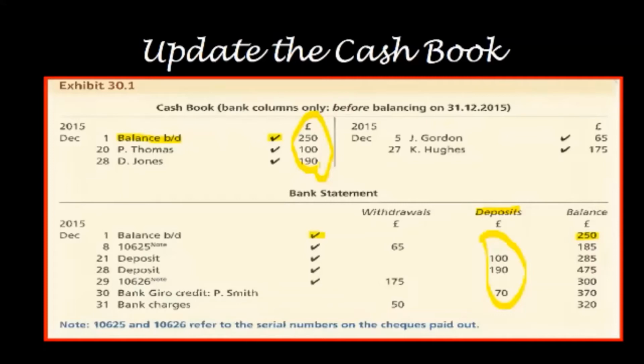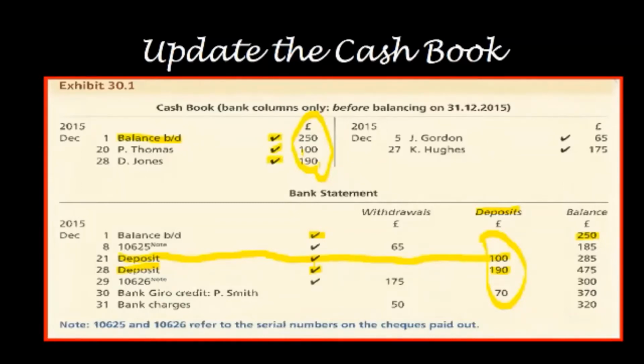Next thing we have in this column is that we received a check from P. Thomas for 100, and we would have deposited it to the bank because we can't do anything else with it. We see here we have a check for P. Thomas, 100. So we tick this off, and we will tick that off here. Then we have D. Jones, 190. We see we have that deposit here as well. So we tick it off here, and we tick it off here.